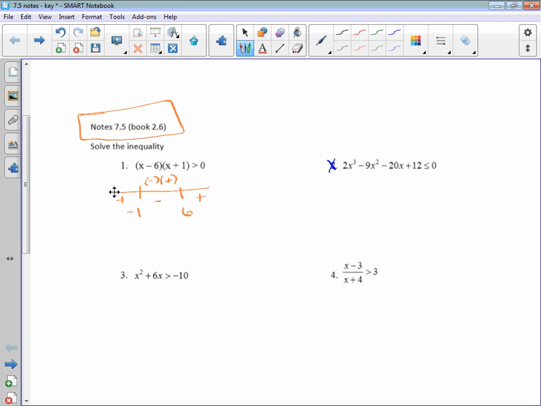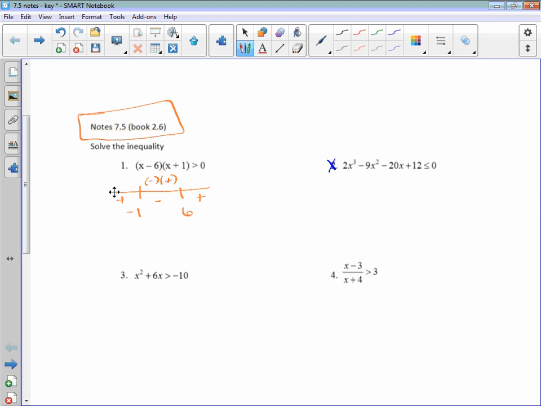If you were to graph it, it'd just go straight through the x-axis, right? There'd be no bouncing. If that's the case, the signs on your number line are just going to alternate like that. If you forget that, then just test a 7, test a -2, it's fine. You'll still get the same thing.